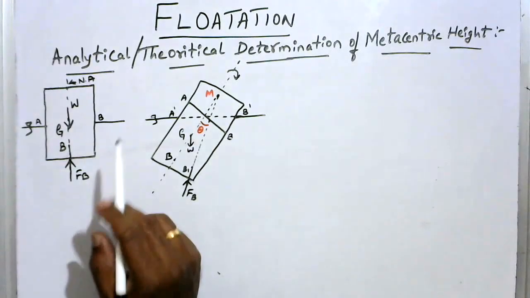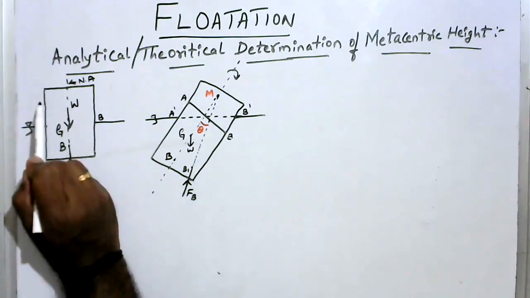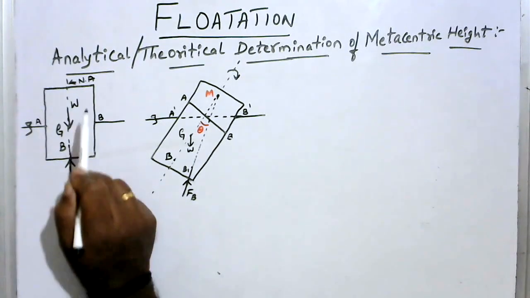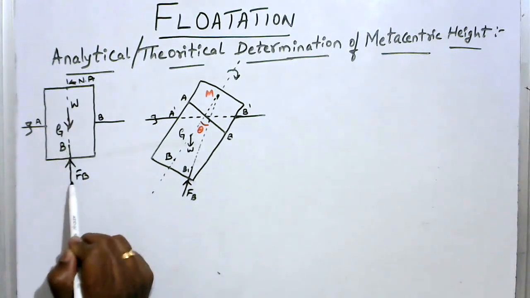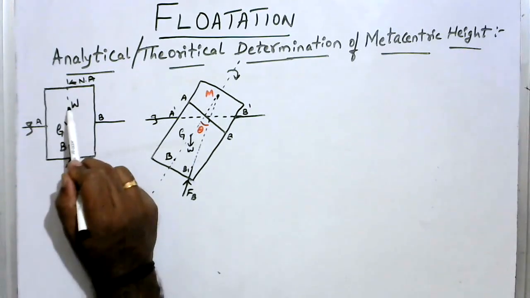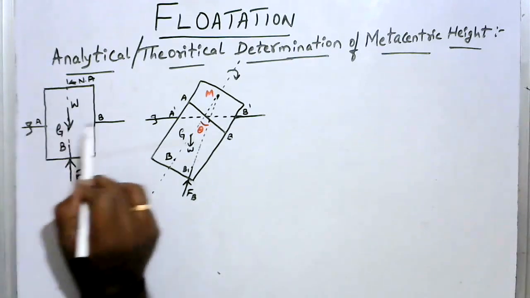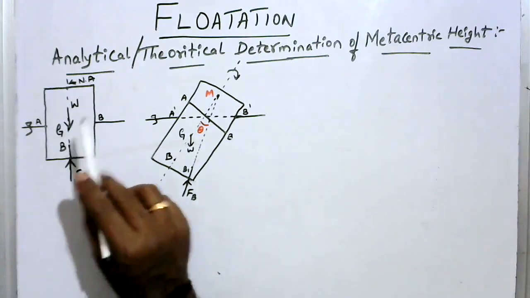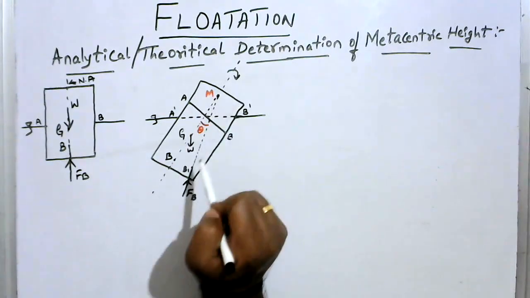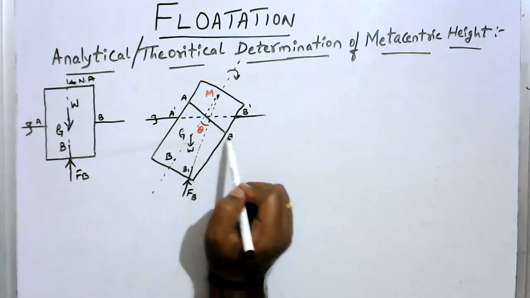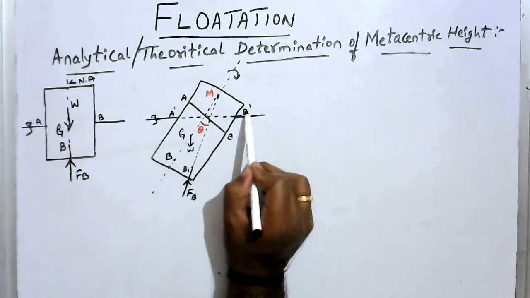Now we'll see how to find the metacentric height analytically or theoretically. So I consider the same figure, a floating body, where this is the center of gravity, the center of buoyancy where the force of buoyancy is acting, and the weight of the body acting at the point G. AB is the free surface of the liquid. Now I give a clockwise rotation to this body. Because of this, the body will oscillate. AB was the previous free surface. Now it has changed to A dash B dash.